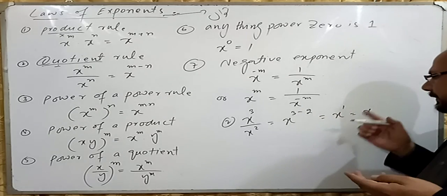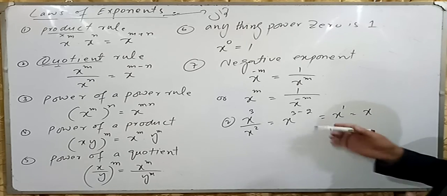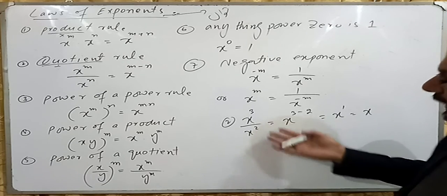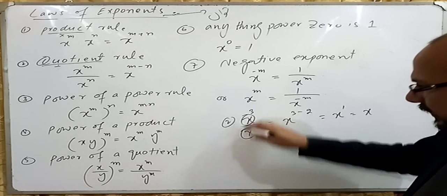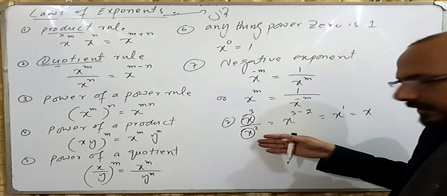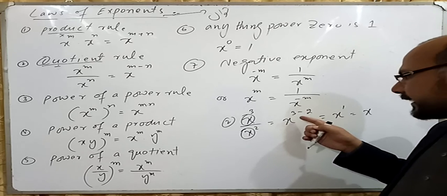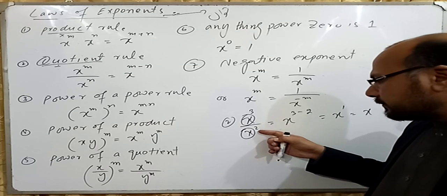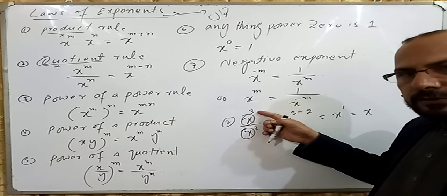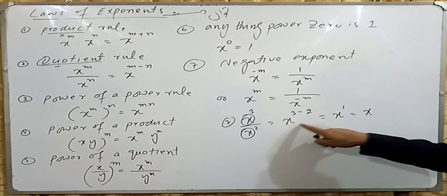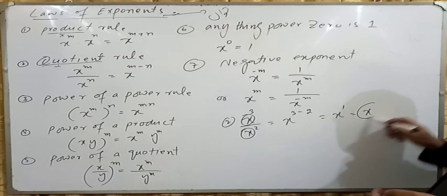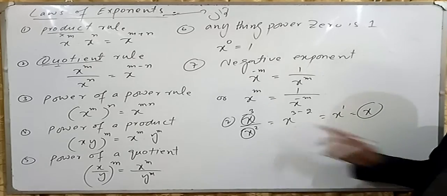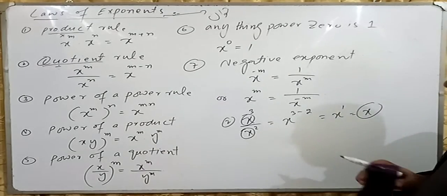Because if there isn't any power, it means 1 is there. So this is the way that you can apply the quotient rule. In case we have the same base in the surat as well as the makhraj, you will subtract the power of makhraj from the power of surat. So it will become x power 3 minus 2, so x power 1 or only x. This is the example related to the quotient rule.